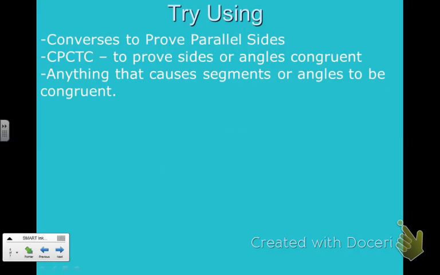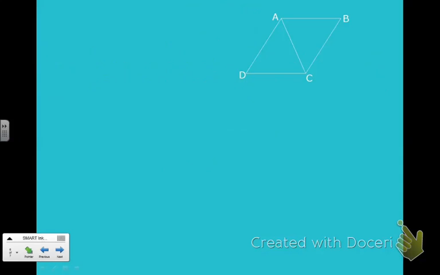Alright, so hopefully you got this down. Here we go, 3, 2, and 1. Alright, so here's your first proof. Go ahead and write this diagram down. We'll give you the given and the proof at the end here.